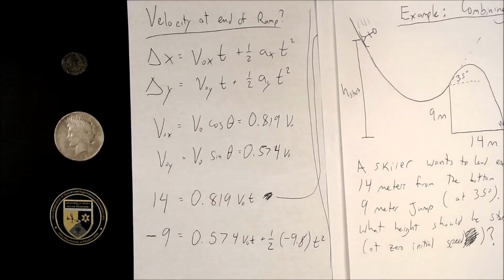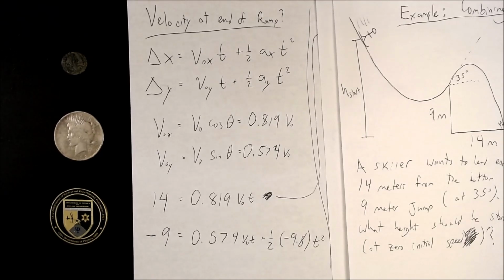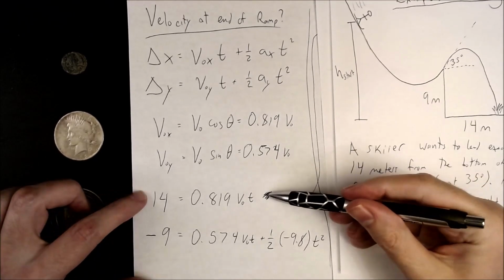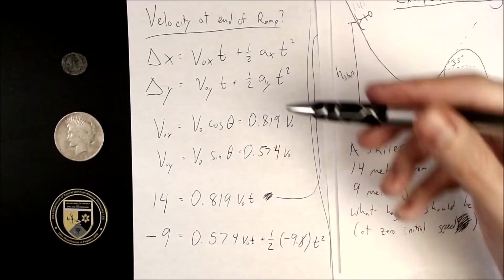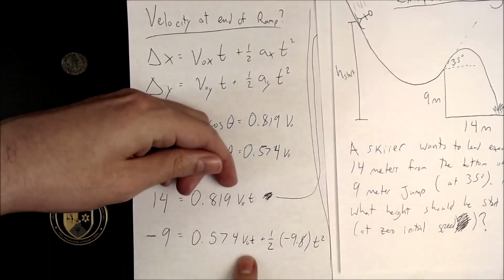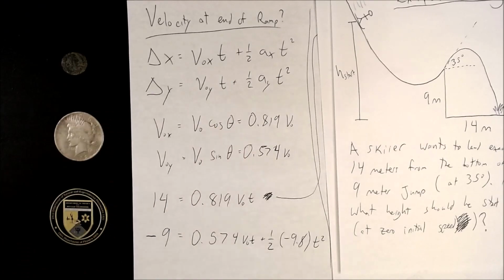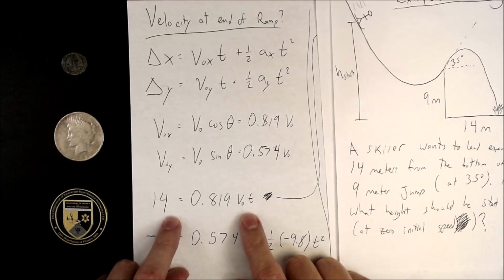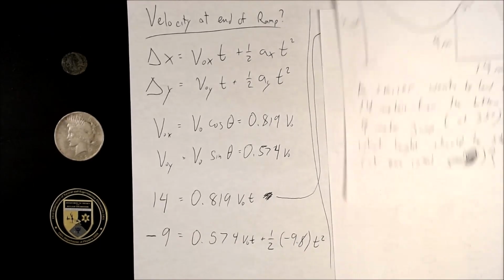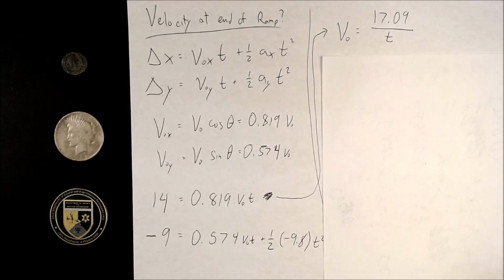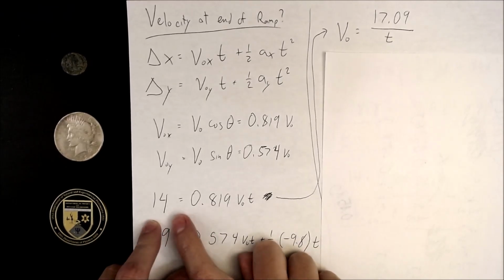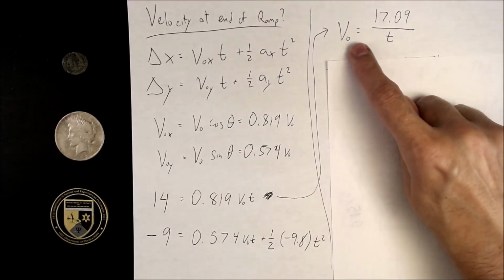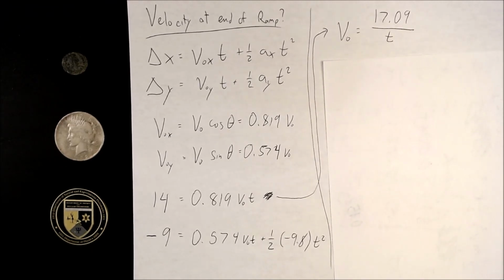All right, well, let's continue on from there. I've got 2 equations and 2 unknowns: the x equation, the y equation, v naught, and t. So 2 equations, 2 unknowns, you know how to solve that. Let's solve this for v naught. When you divide 0.819 through on both sides and divide t through on both sides, you get that v naught is equal to 17.09 over t.